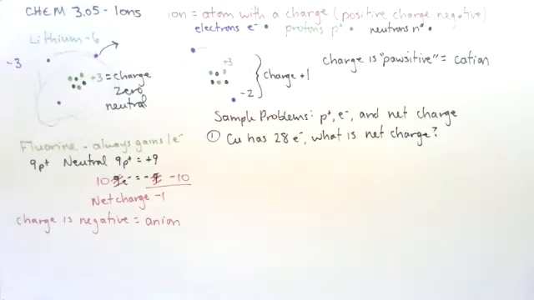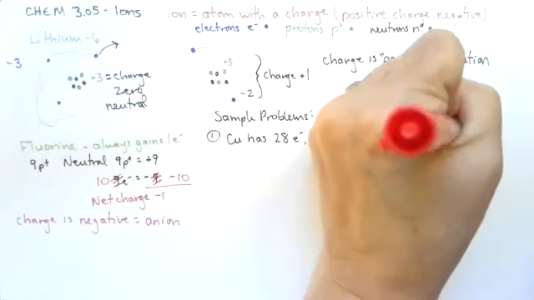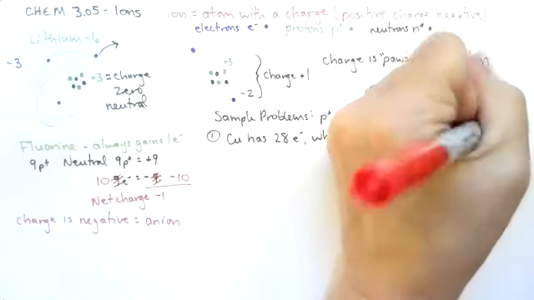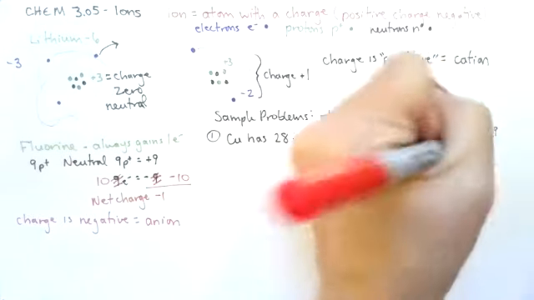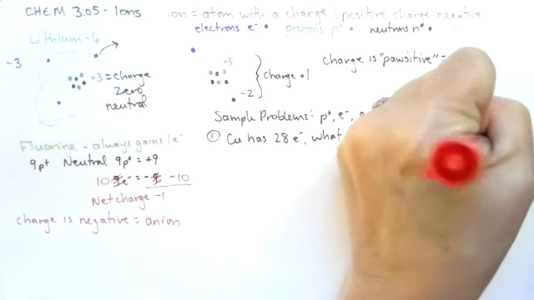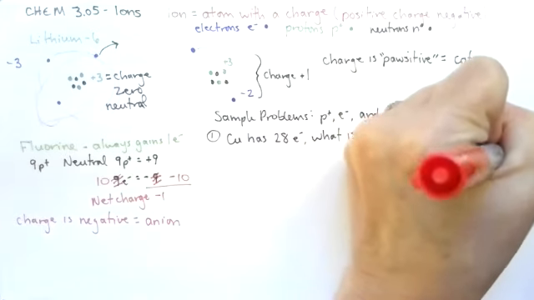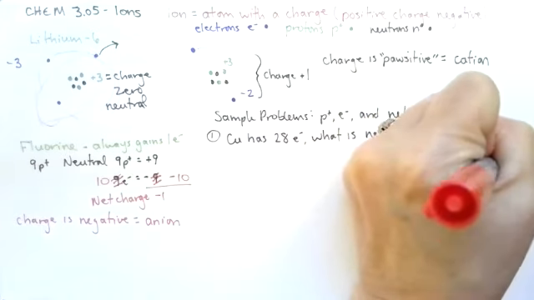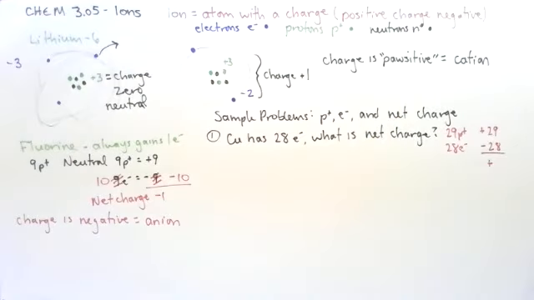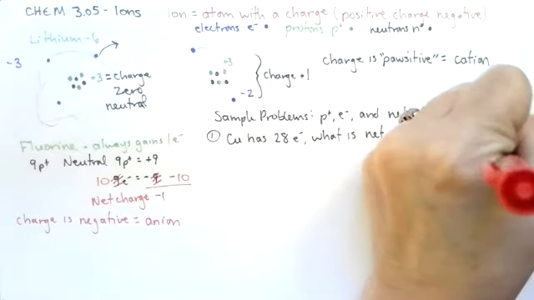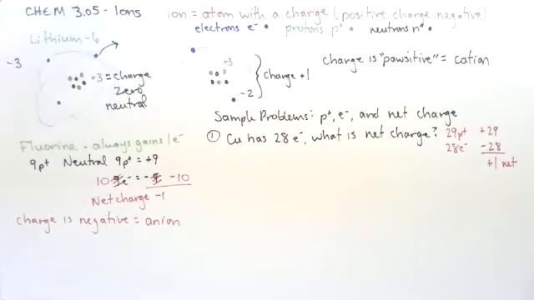Well, to find net charge, you have to know how many protons and how many electrons you have. So when I look on my periodic table, I see that the atomic number for copper is 29. So that means it's going to have 29 protons, so it's going to have a +29 charge. It's got 28 electrons, so it's going to have a -28. That means my net charge, +29 minus 28, is going to be +1 net.